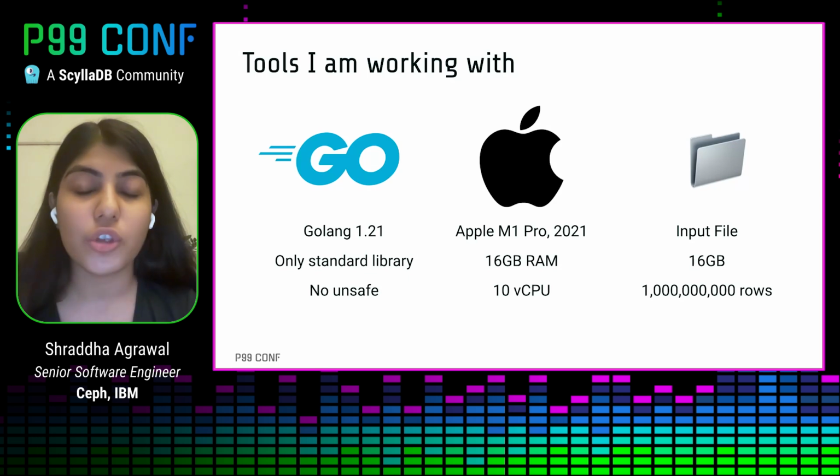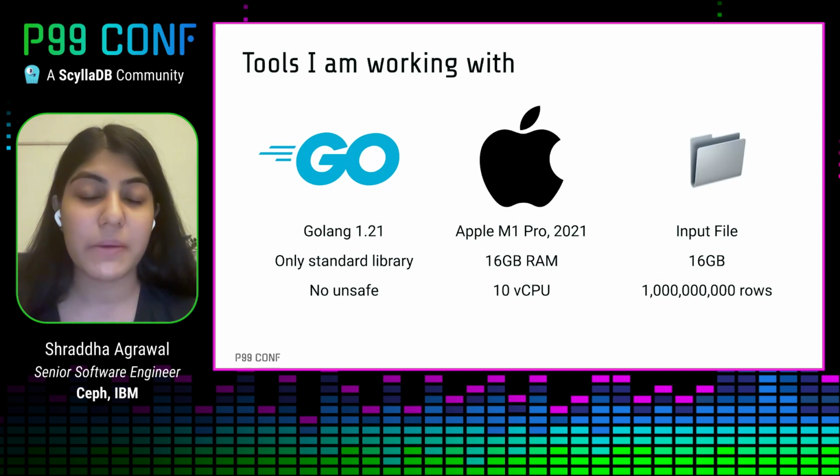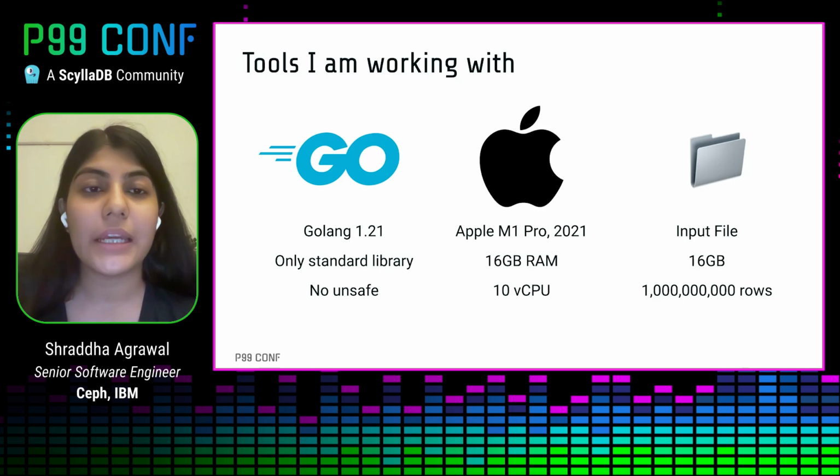And I decided not to use any unsafe methods in my solution. All the execution times that you see are run on my machine, an M1 Pro with 16 gigs of RAM and 10 virtual CPUs. My input file with the 1 billion rows was around 16 GB.